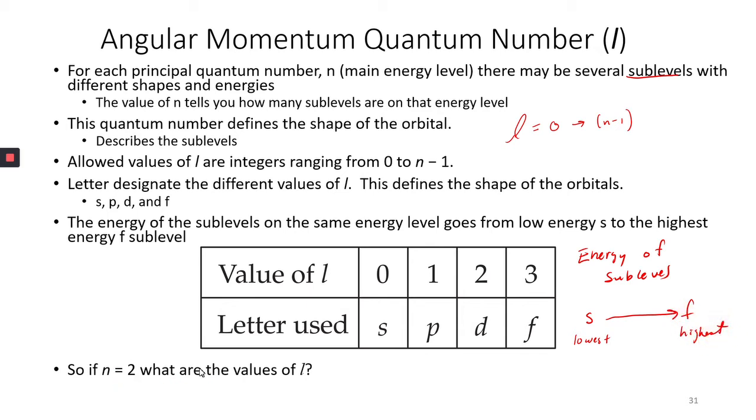So if n equals 2, what is the value of L? Remember, L ranges from 0 to n-1. So if n is 2, L could be 0 or 1. So you could have an S and a P sublevel.